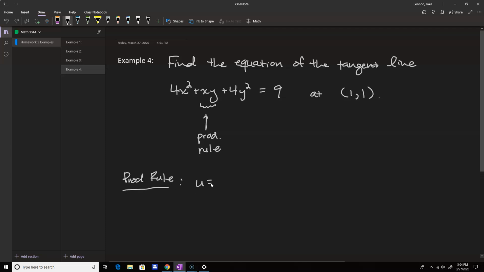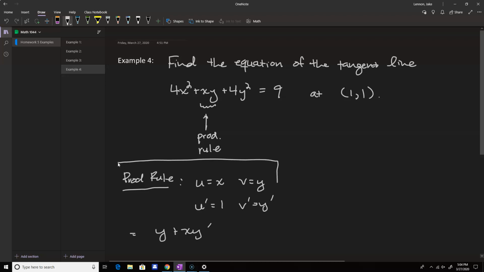Well, we let u be x, we let v be y, u prime is 1, v prime is y prime, so our derivative here is y plus xy prime. So that's the product rule for the middle term. That's just kind of scratch work off to the side. So let's go ahead and take the derivative.